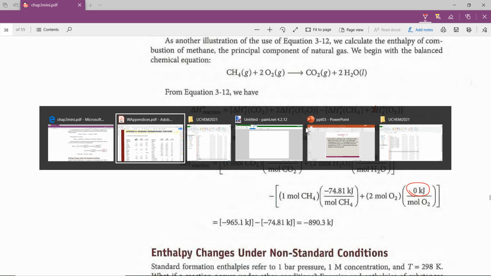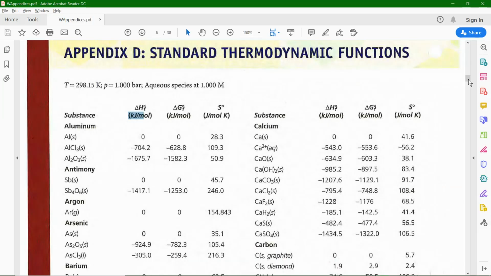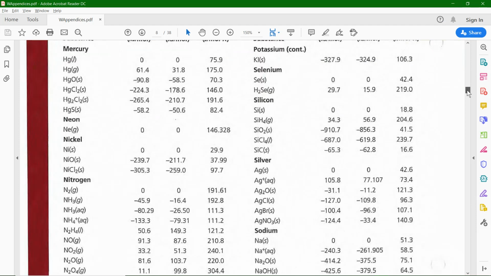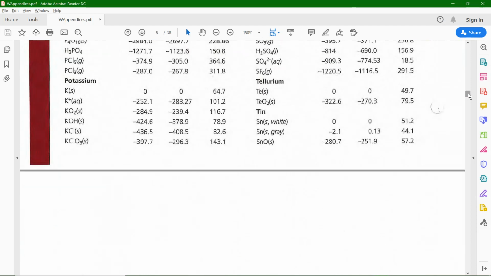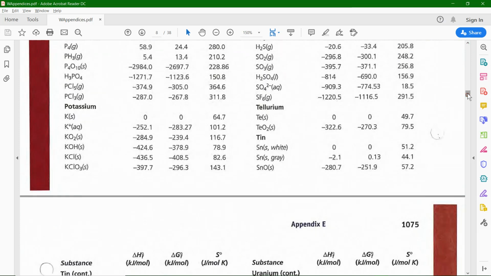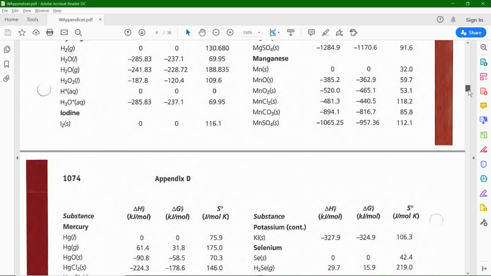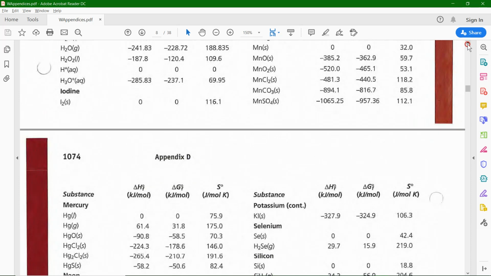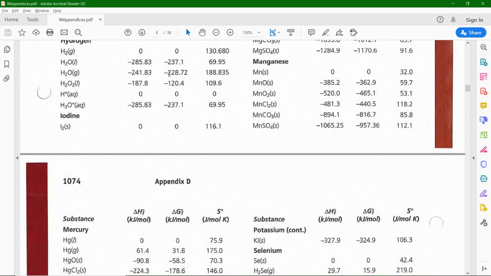Where's my appendix? There it is. I'm going to scroll down here. I guess I should look for hydrogen, right? Where are you, hydrogen? There it is. Notice that you have the delta H naught of formation for both liquid and gas, right? Gas being higher than liquid, right? Minus 241.8 is higher than minus 285.83. So be careful when you're looking at tables that you're using the right phase. In this example here, we're using H2O liquid.